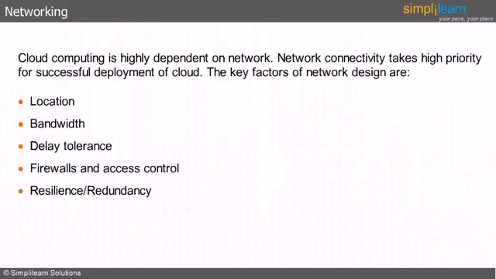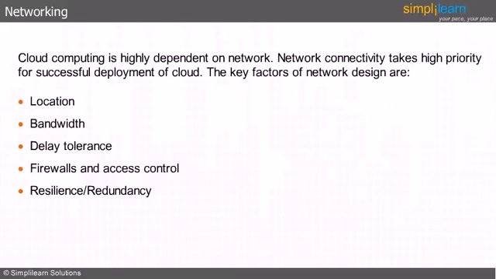Bandwidth. The speed at which data moves over a connection is called bandwidth. Local network connections are said to have much higher bandwidths than wide area connections. Cloud moves processing away from a local network. As a result, available bandwidth becomes an issue.